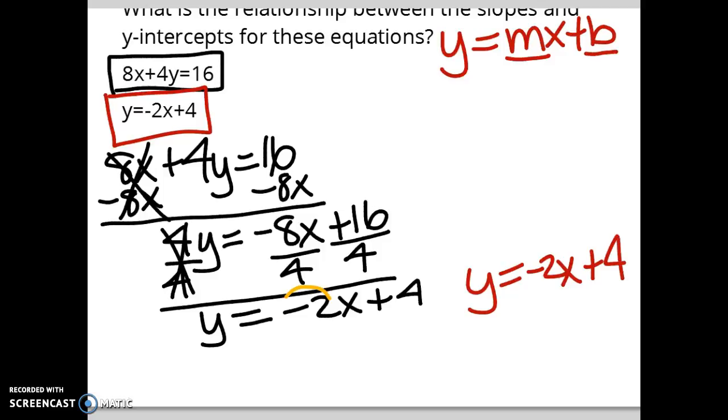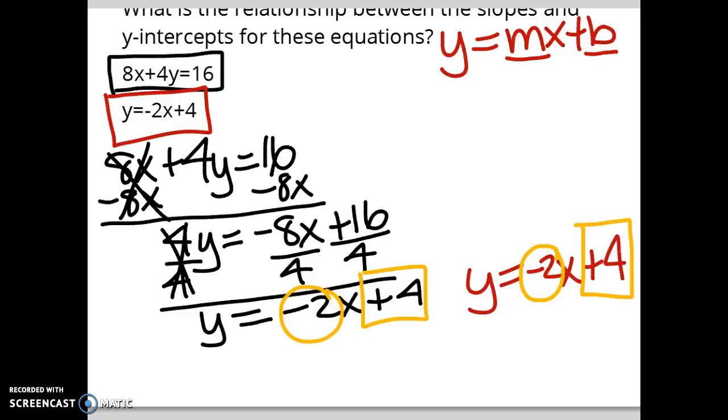The slope of the black equation is negative 2. The slope of the red equation is negative 2. They are the same. The y-intercept for the black equation is positive 4. The y-intercept of the red equation is positive 4. They are the same. Wait a minute. Both the slope and the y-intercept have the same values.